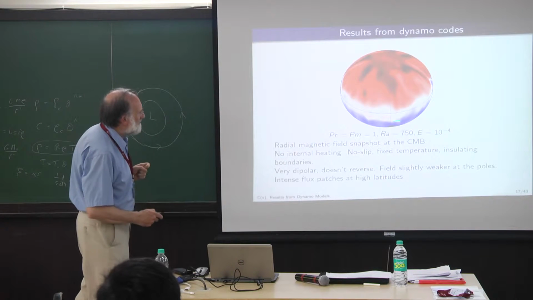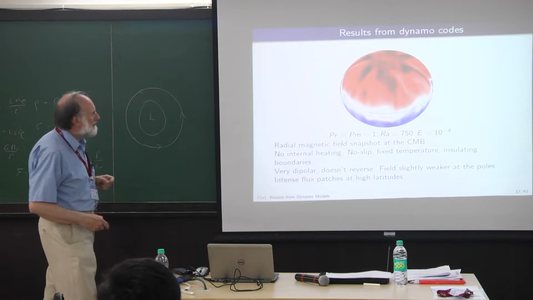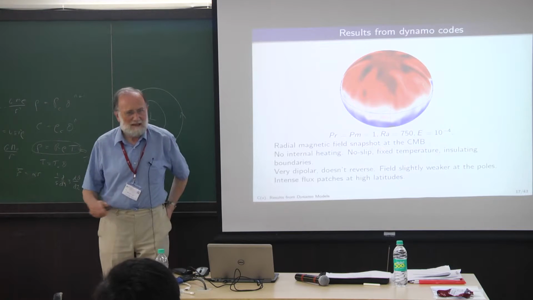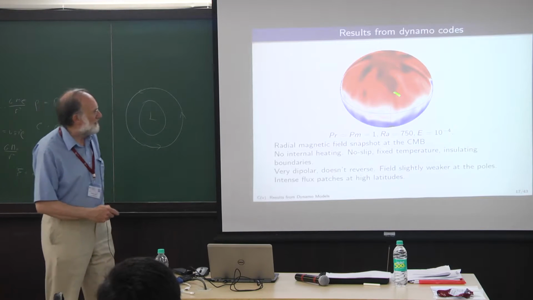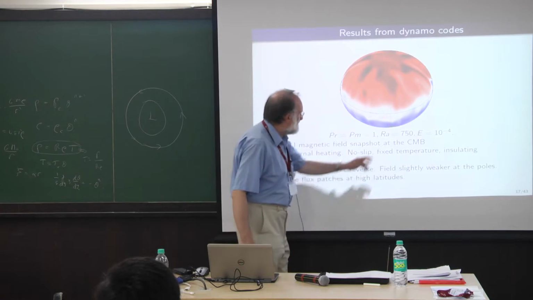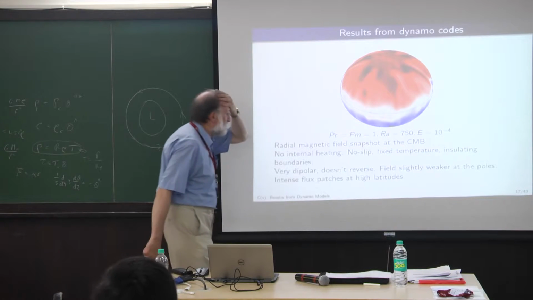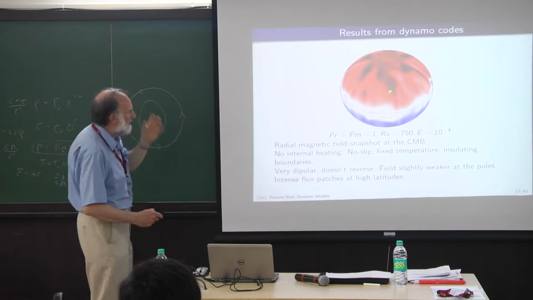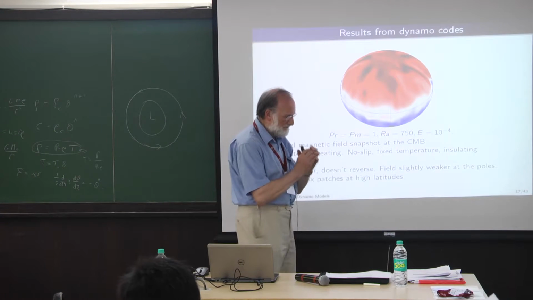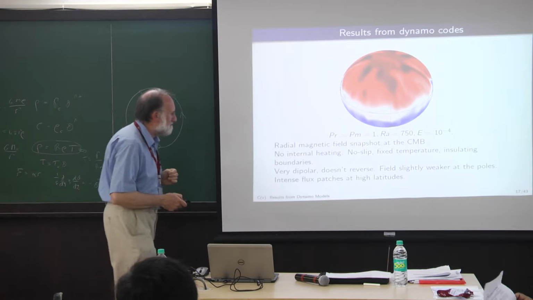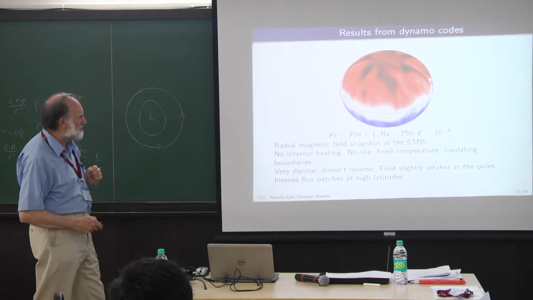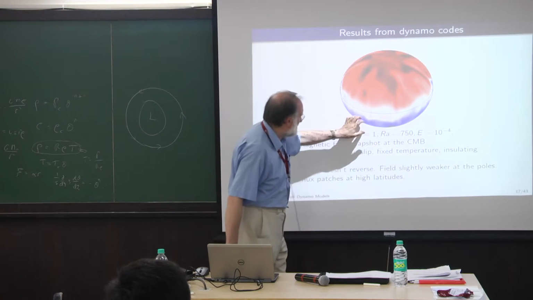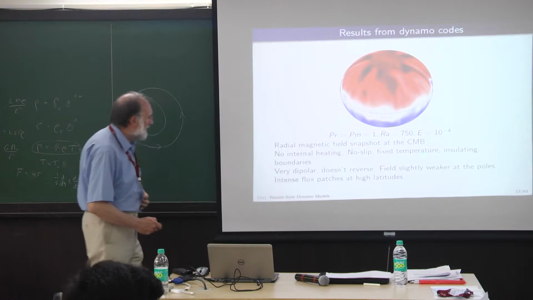And that's a radial magnetic field. If you remember Andy Jackson's pictures, it's a lot too symmetric. The Earth's core is much more of a mess than that. But nevertheless, it's generating a dipole field, so it's right to zeroth order. This one has no internal heating. It is entirely driven by buoyancy from the inner core boundary, which we think is probably right. It's got fixed temperature boundary conditions. Those have been criticized. People think the fixed flux boundary condition on the outside is probably better.